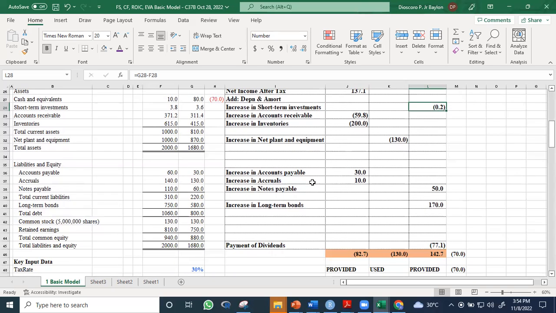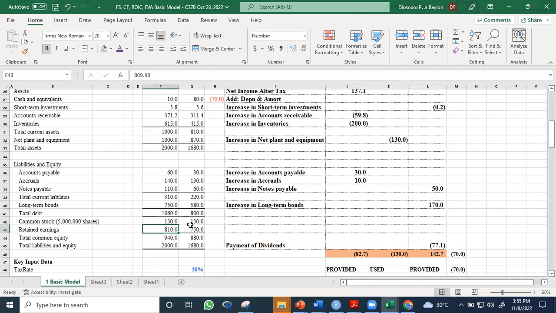For liabilities and equity, pag nag-increase yan, source of cash yan. 30 to 60 nag-increase. Accounts payable, accruals, they're all operating. So pareho sila nag-increase, sources of cash. Notes payable, interest-bearing yan, papasok yan sa financing. Okay, nag-increase din siya. Source of cash din. Long-term bonds, nag-increase din. May interest yan, yung bonds. So papasok siya sa financing. Nag-increase siya, therefore, liability yan, source of cash.